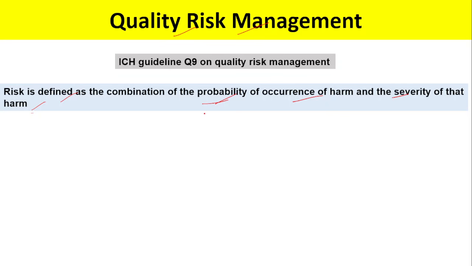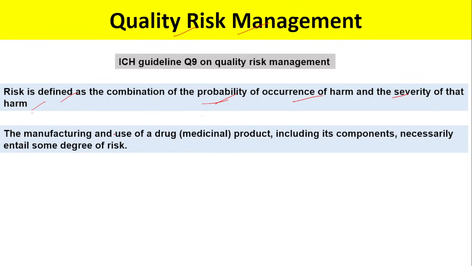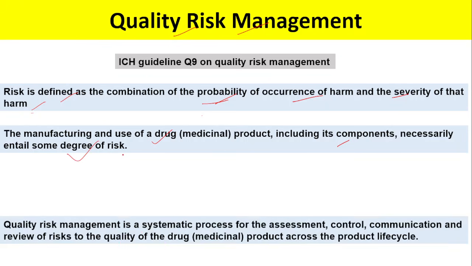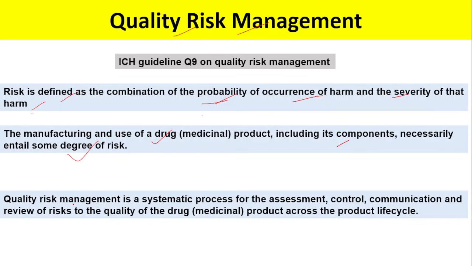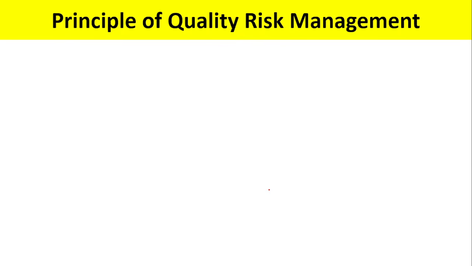The manufacturing and use of a drug product, including its components, entails some degree of risk. Therefore, quality risk management is a systematic process for the assessment, control, communication, and review of the risk to the quality of the drug or medicinal product across the product life cycle.